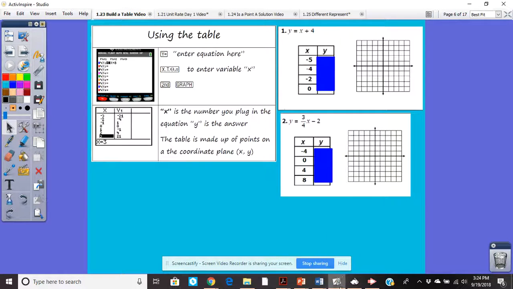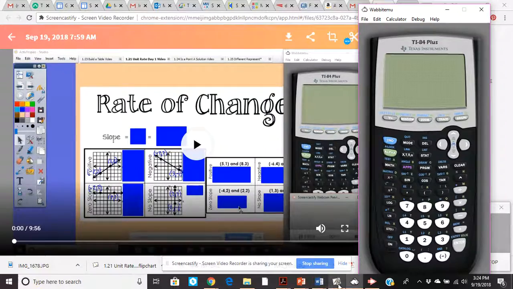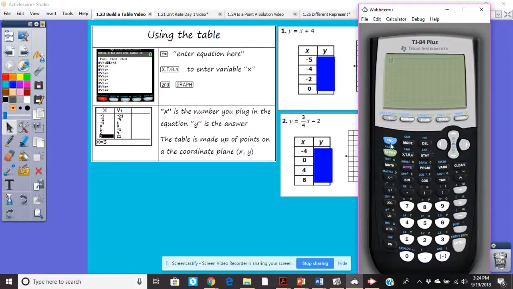This y equals x plus 4. So you're going to go to y equals, and you're going to enter your equation here. My equation is x plus 4. You use this key here where it's got the x, the t, the omega, and the n. That's how you enter an x. And so x plus 4 is my equation. And then you hit second graph, and it's going to take you to the table.